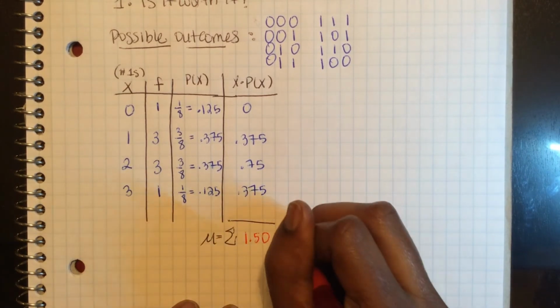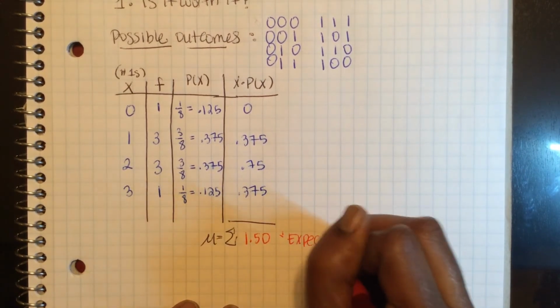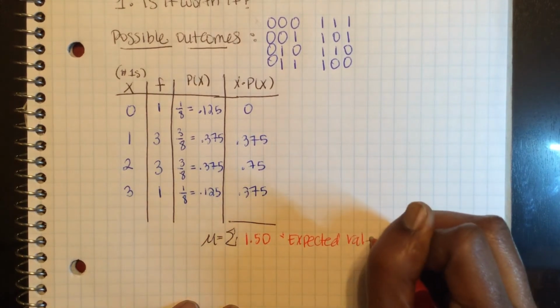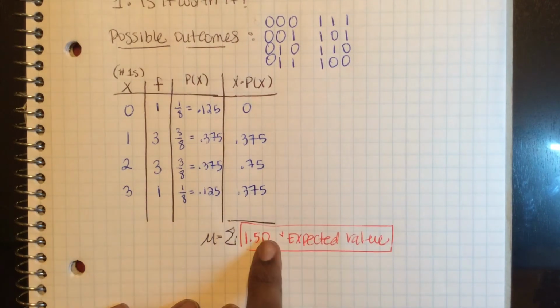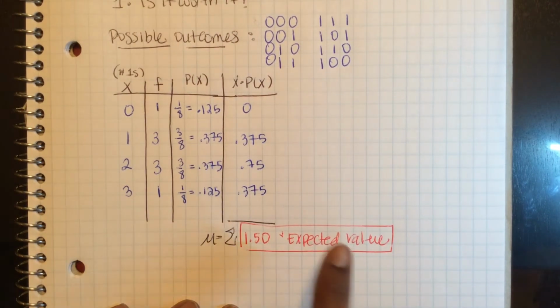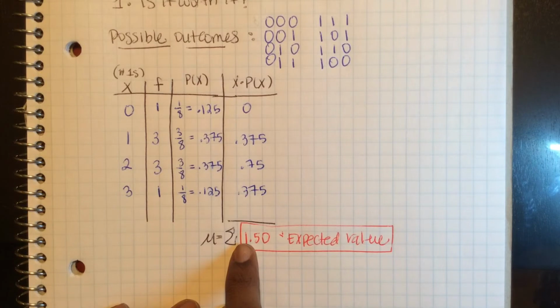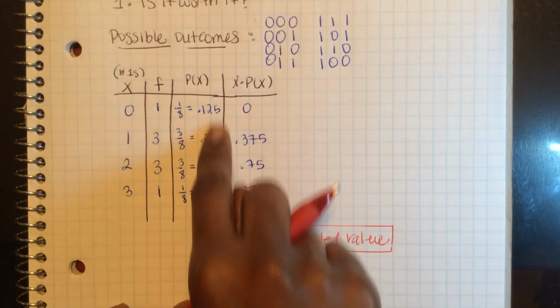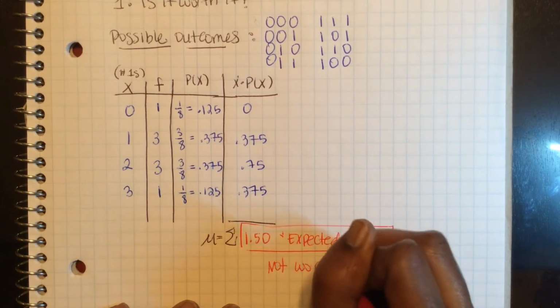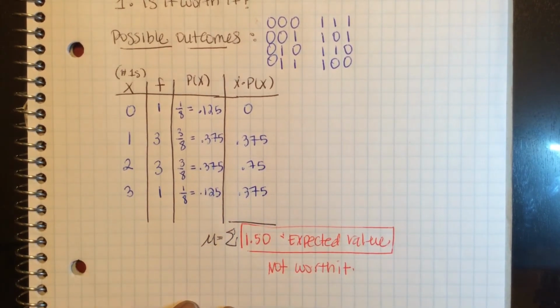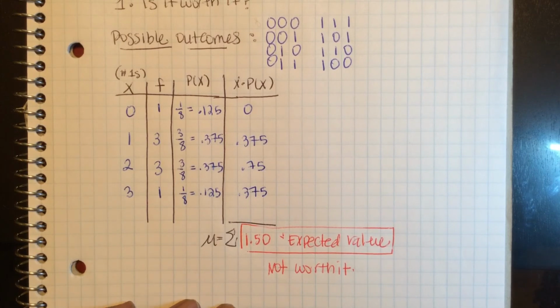So $1.50 is my expected value. But if I am going to spend $2 to play and my expected value back is $1.50 based on these probabilities, it's not worth it to me. So you see how we can connect probabilities to outcomes in determining what our expected value will be. Let's try another example.